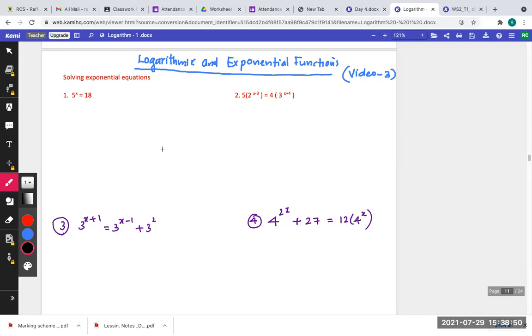Okay, hello everyone. Welcome to the third video of this topic, logarithmic and exponential functions. In the last two videos, we learned how to solve logarithmic equations, and I hope you remember the logarithmic laws and the properties we need to use in logarithms. In case you haven't gone through those videos, please watch those two before you watch this one.